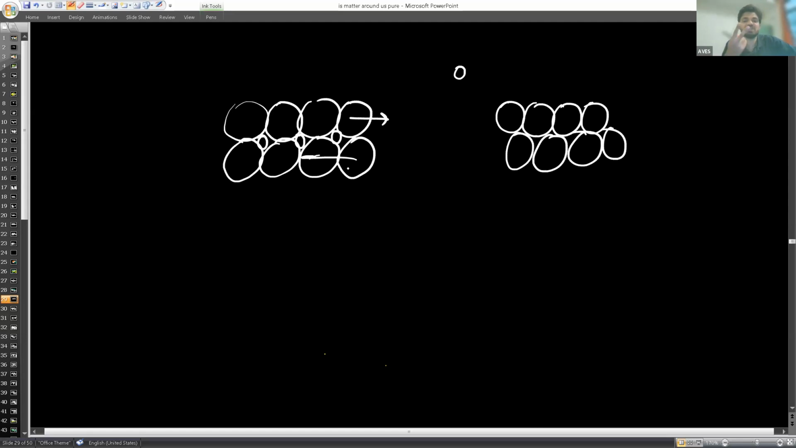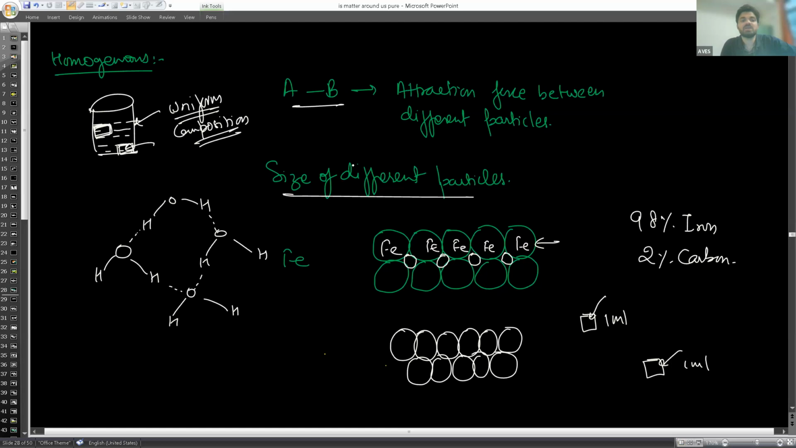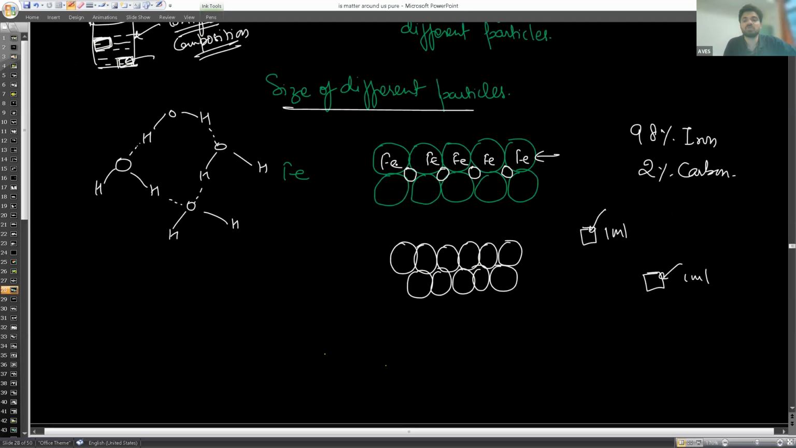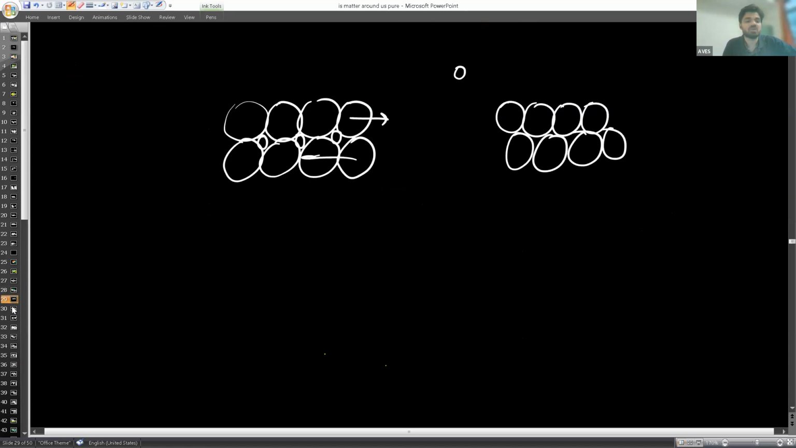There are two kinds of steel. One is stainless steel, the second one is plain steel. Iron railway tracks are made of steel: iron mixed with 2% carbon, 98% iron. We call it steel. So these are homogeneous mixtures, because throughout the iron we have carbon, and we have the same composition. So this is a homogeneous mixture.